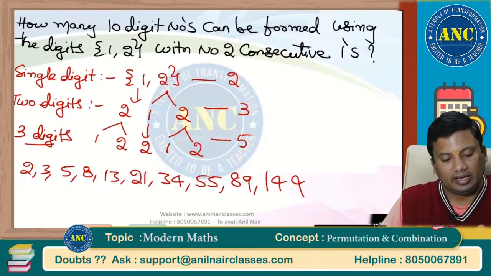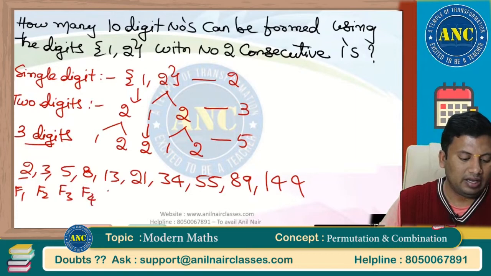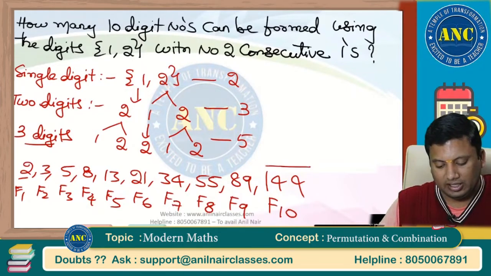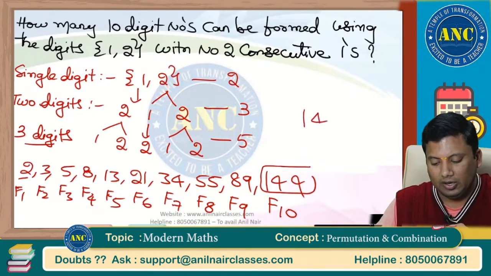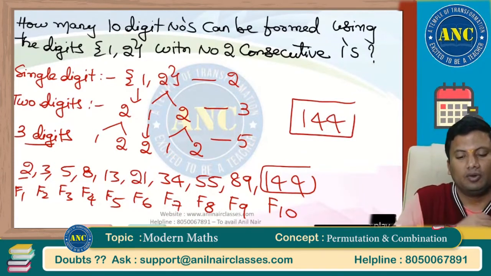I want a 10-digit number. Here it is F1, here it is F2, F3, F4, F5, F6, F7, F8, F9 and it is F10. So the answer for this question is nothing but 144.